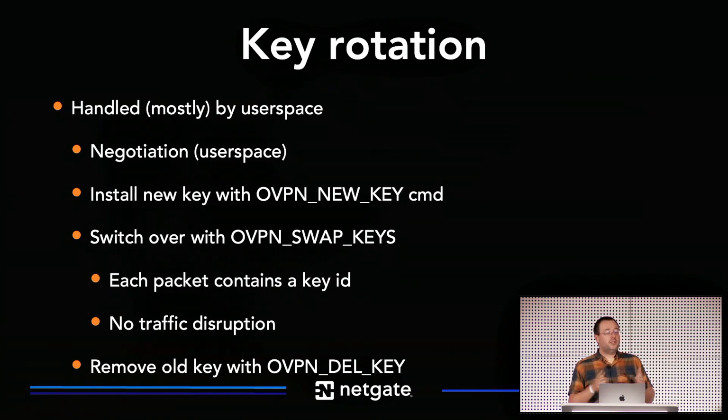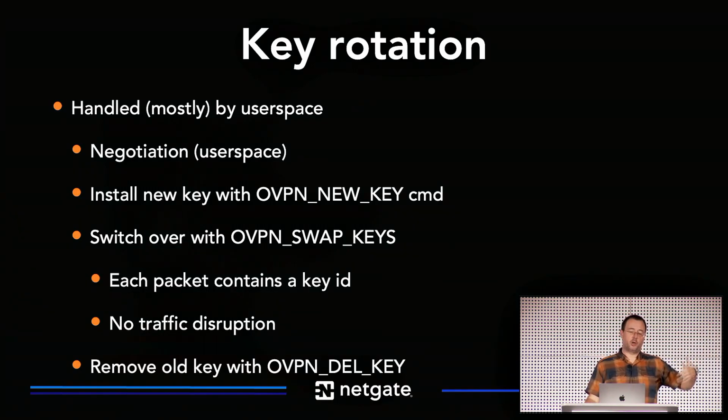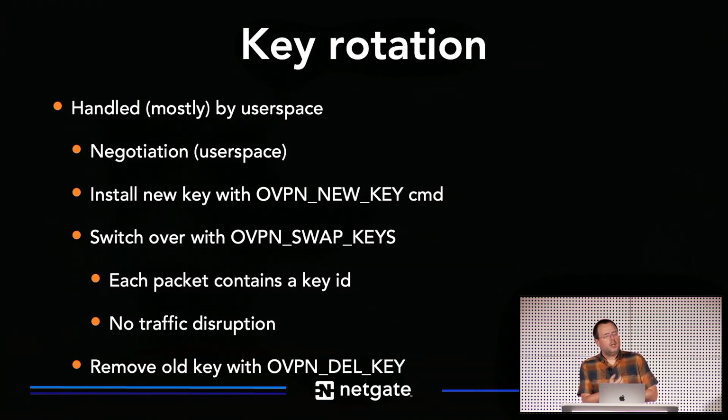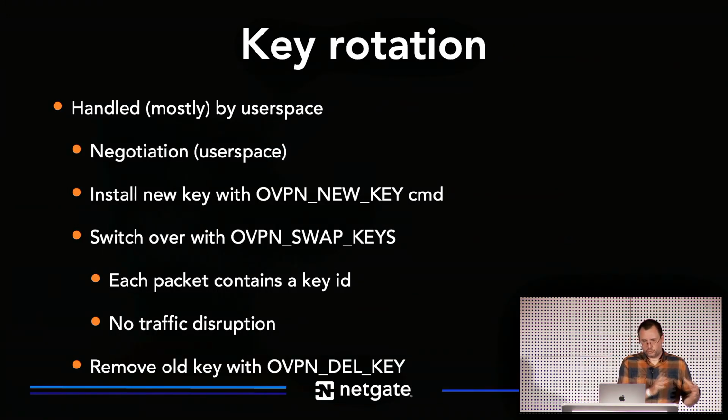On the transmit side, we will use whichever key is the active key until user space decides that, hey, it's time to start using the new key. There's a swap key command, so we start using the new key. Because hopefully by that time our peer has installed the new key as well, it will be able to decrypt our packets and there is no traffic disruption along the way. After some time, user space will decide that it's done with the old key and it can say, okay, delete the old key, we don't need it anymore. This is all driven by user space.